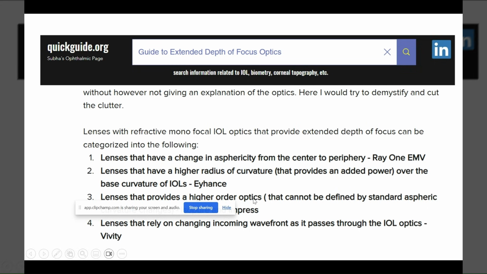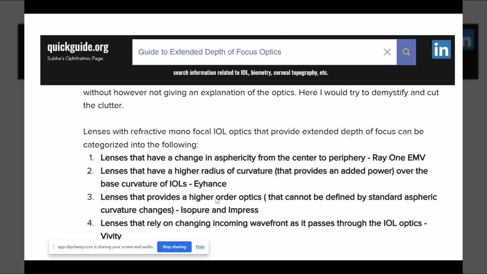Now, the third is lenses that actually work on higher order optics. What I mean by higher order optics, I have explained in this article. The examples of this are ISOPure and Impress. And the fourth is lenses that rely on changing the incoming wavefront as it passes through the IOL optics. That's the VVT, right? So these are basically the four ways that I have found that the enhanced and EDOF intraocular lenses provide a greater depth of focus to the patients.